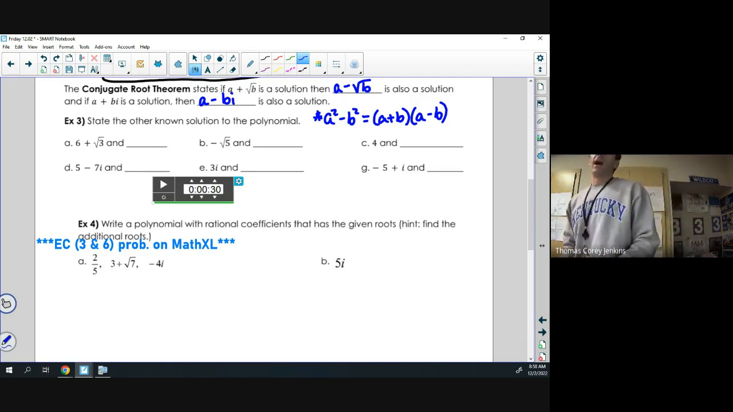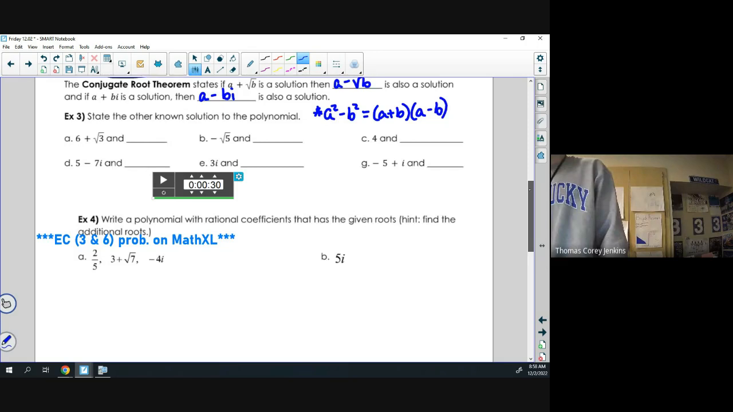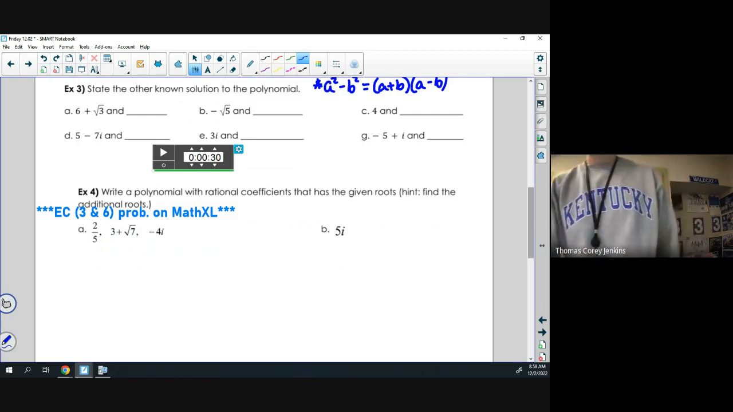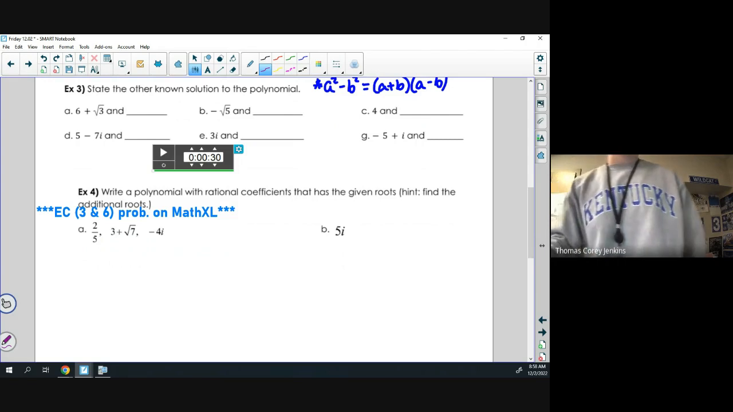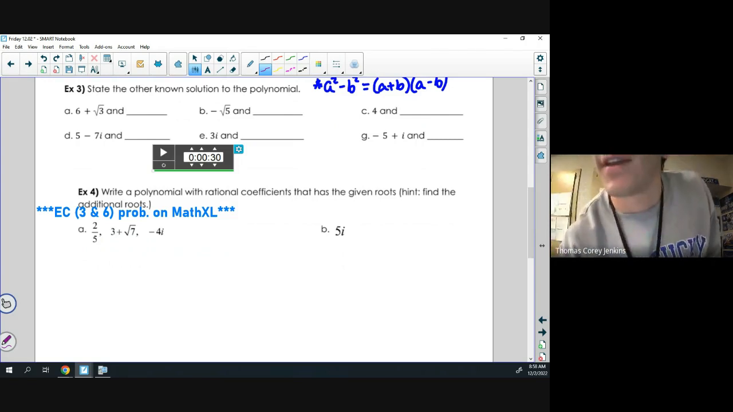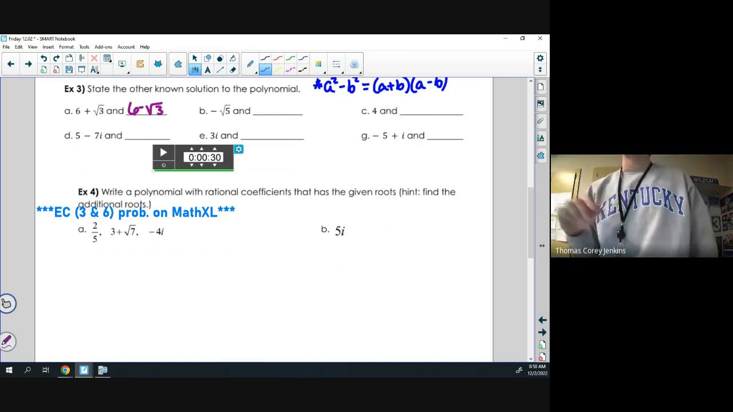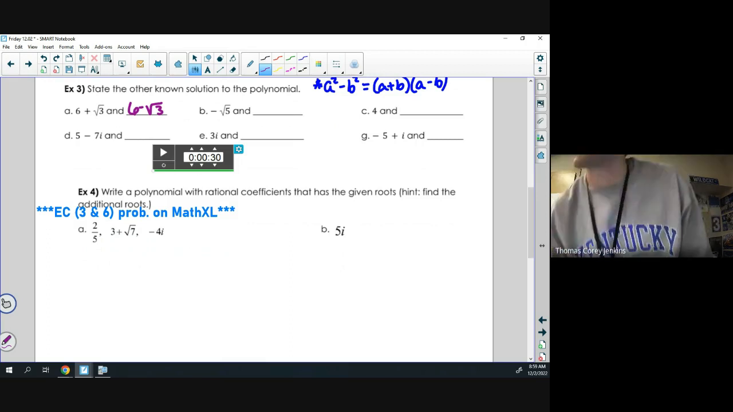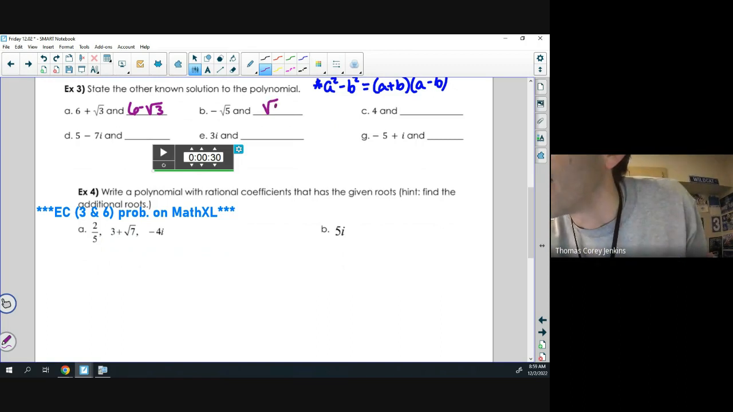Okay, so on example 3, what we're trying to do is say, if this is a solution, then what else has to be, or does anything else have to be? So if 6 plus the square root of 3 is a solution, then by definition, 6 minus the square root of 3 has to be, because that's an irrational number, the square root of 3. If 0 minus the square root of 5 is, then so is 0 plus the square root of 5. So square root of 5.